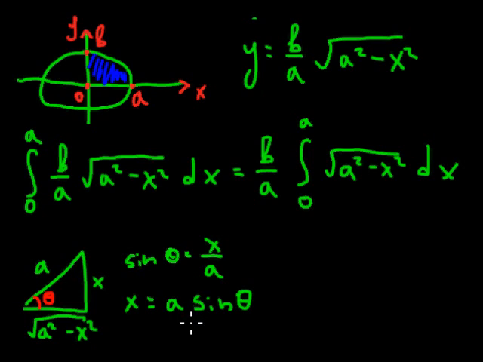And let's differentiate this with respect to theta, and we get dx d theta equals, this is just a constant a, so we just write this constant. And what's the derivative of sine theta? Let's see, derivative of sine theta is cosine theta. And now let's solve it for dx.